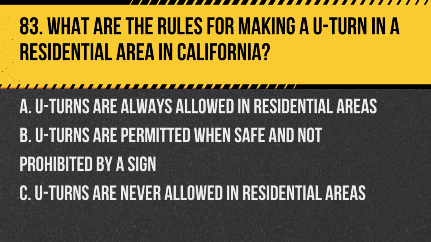A. U-turns are always allowed in residential areas. B. U-turns are permitted when safe and not prohibited by a sign. C. U-turns are never allowed in residential areas. Answer: B. U-turns are permitted when safe and not prohibited by a sign. In residential areas, U-turns are allowed unless a sign specifically prohibits them, and it is safe to do so.